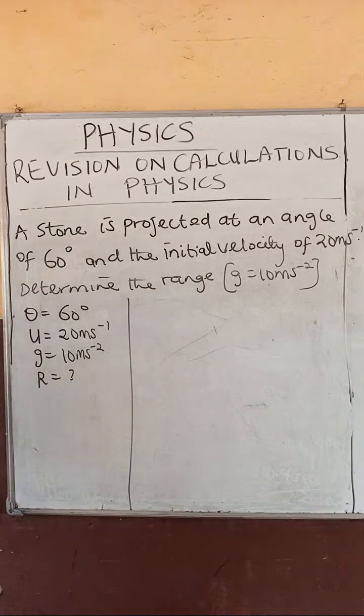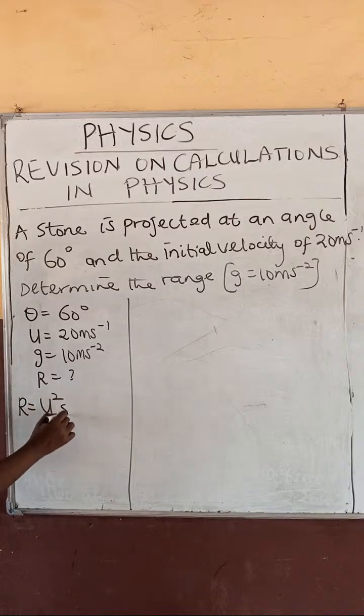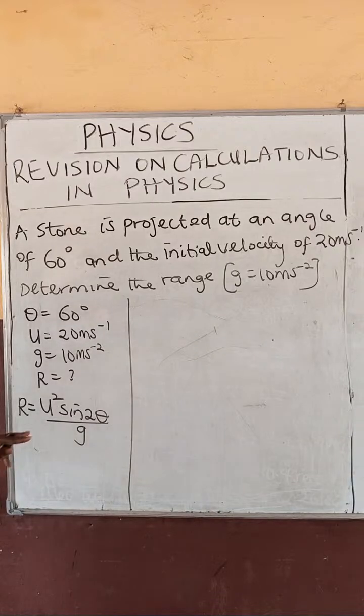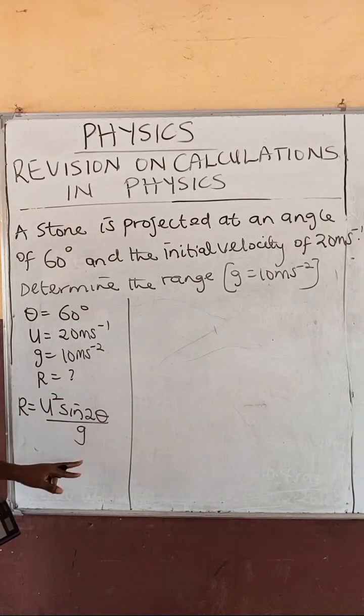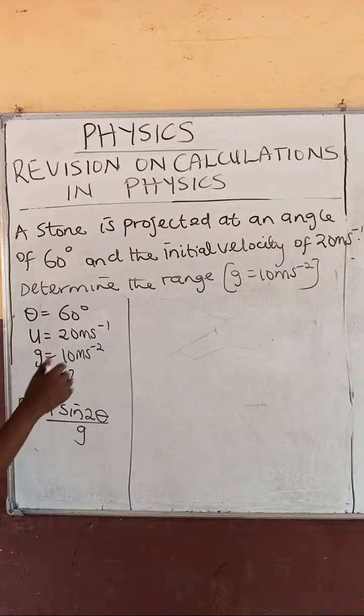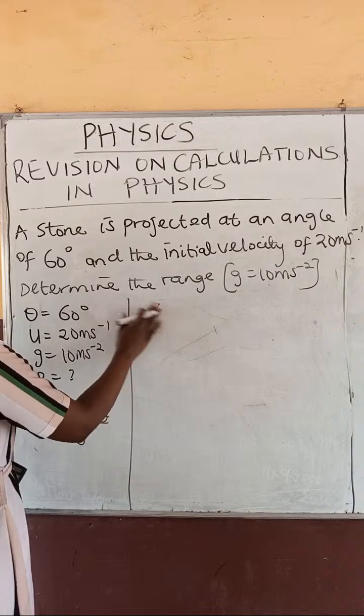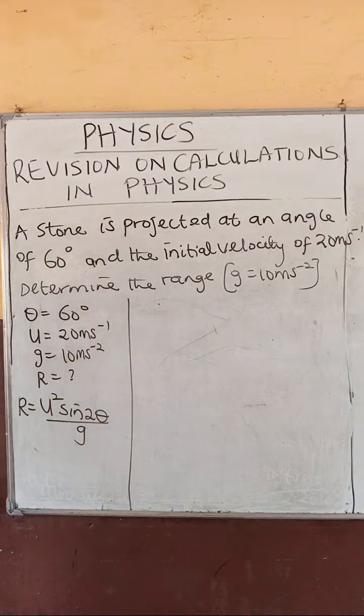Okay? If you remember the formula for range under projectiles, because I've done this projectile before, I said that range is equal to what? u squared sine 2 theta over g. This 2 theta is something I'm saying is 2 times the angle given, right? All right. So let's substitute our values to see what we have.